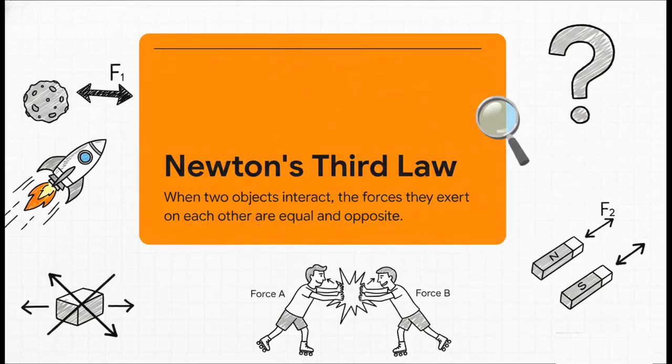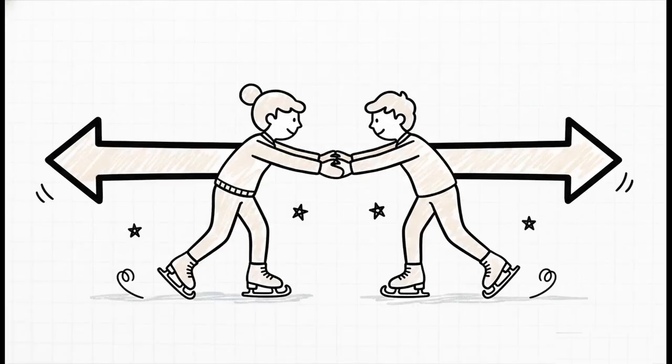All right, on to Newton's third law. It states that for every action, there is an equal and opposite reaction. But be careful here. This is the law that confuses students the most. You really have to remember it's all about the interaction between two entirely different objects, not balanced forces acting on a single object. To really visualize this, imagine two ice skaters standing face to face on the rink.